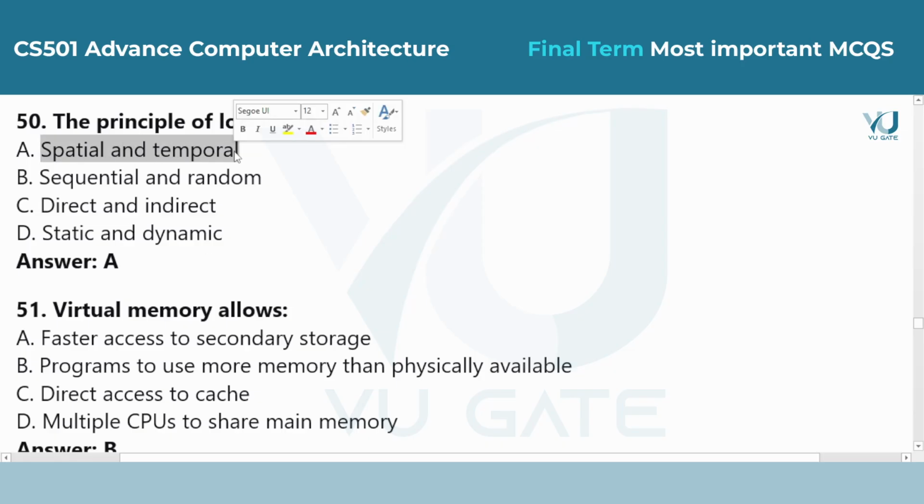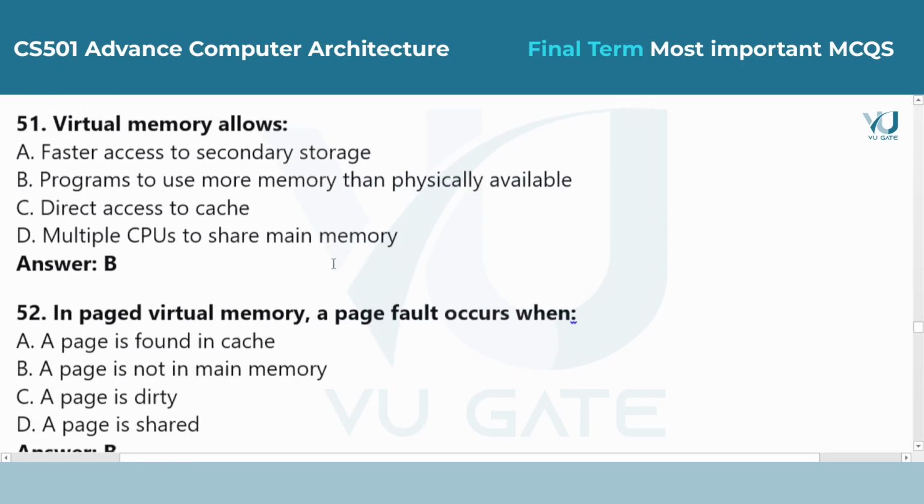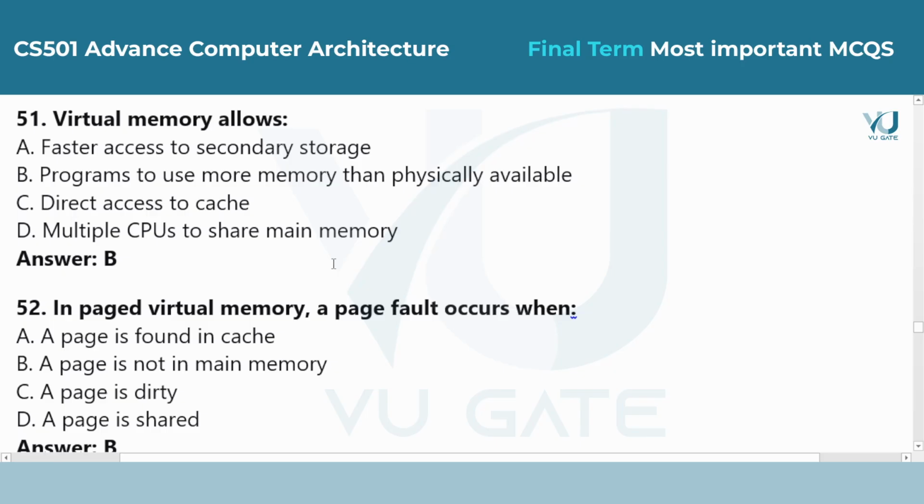Answer: A, spatial and temporal. Concept: temporal locality means recently used, and spatial means nearby in address space. 51. Question: virtual memory allows? Answer: programs to use more memory than physically available.